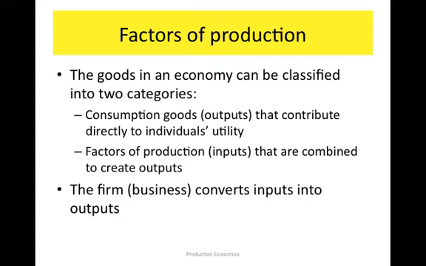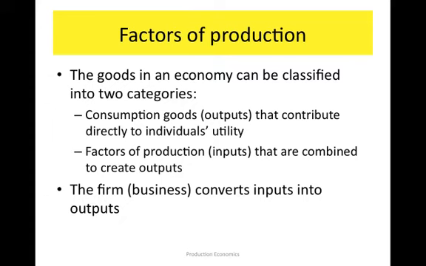The goods in an economy can be classified into two categories. They can be classified into a consumption good. This is really the outputs that contribute directly to an individual's utility or well-being. So these are the things that we consume. Food that we can buy in the grocery store and consume, a cup of coffee that we might buy, an automobile that we might buy to use for our own personal use. Those are all consumptive goods. Factors of production are the inputs that are combined to create those outputs.